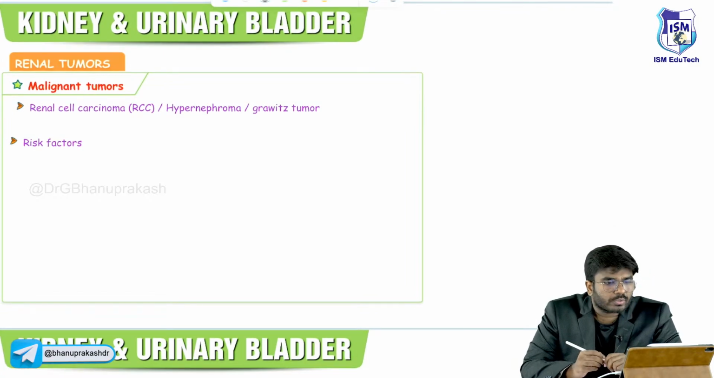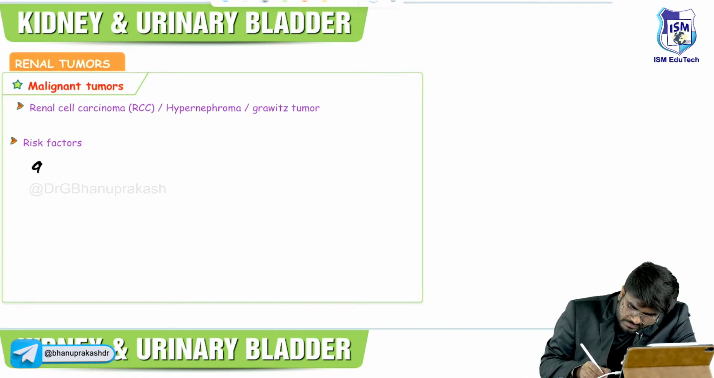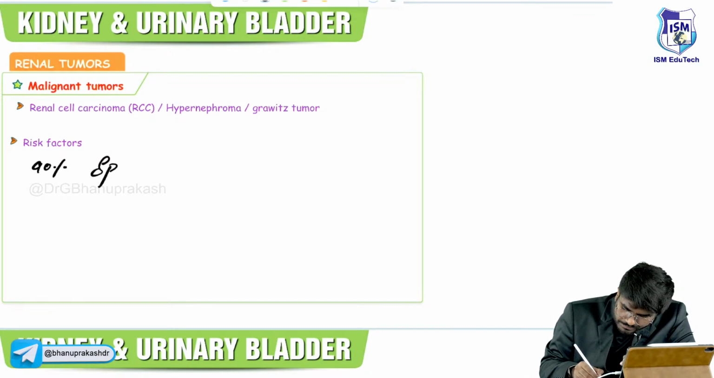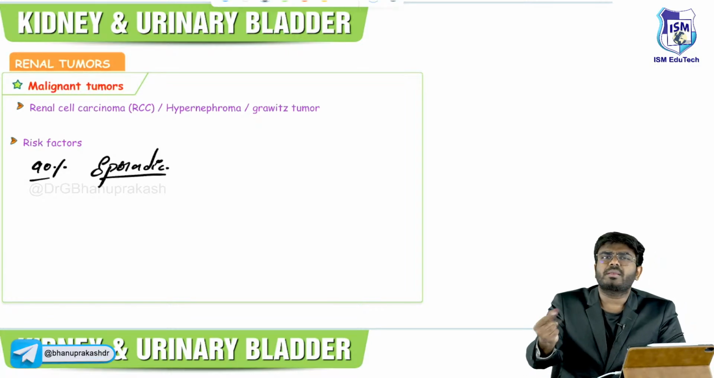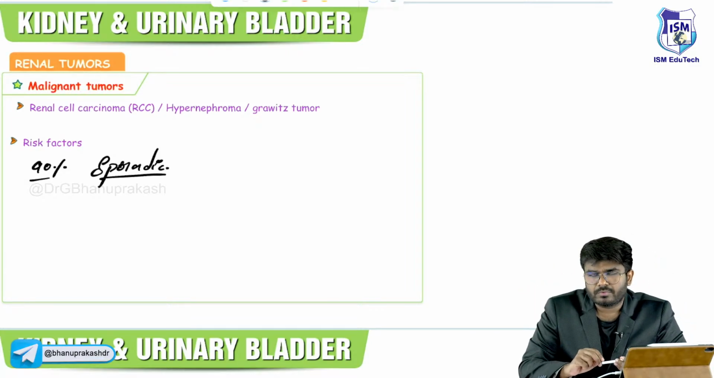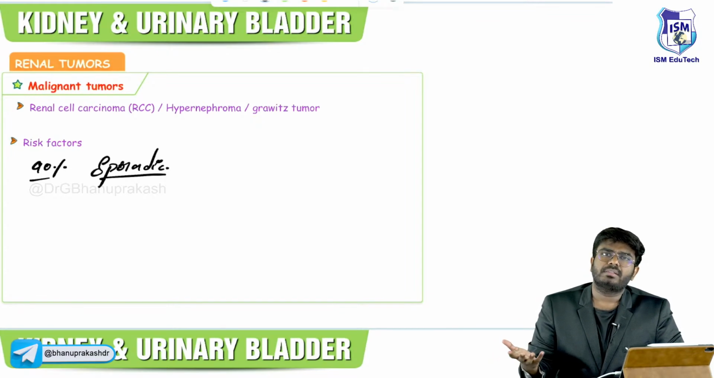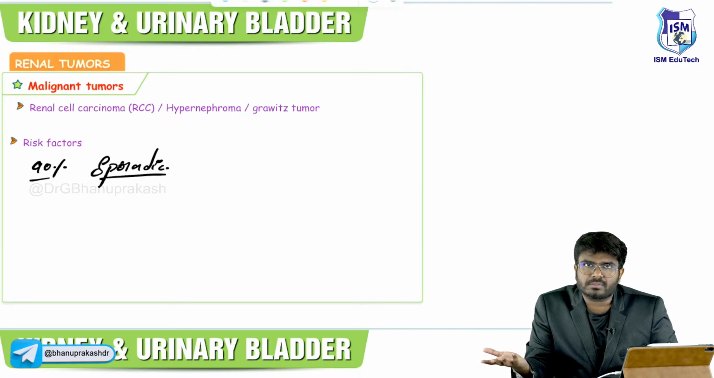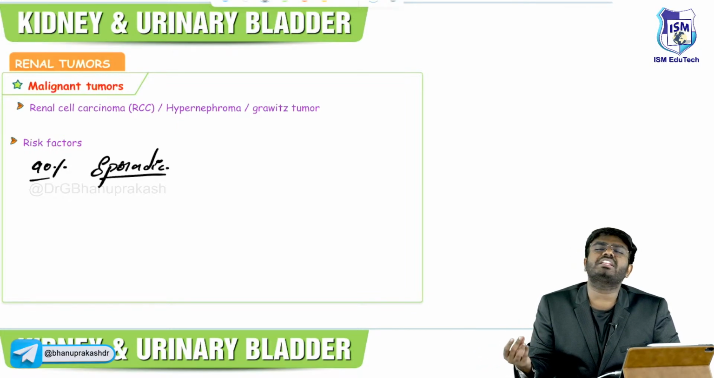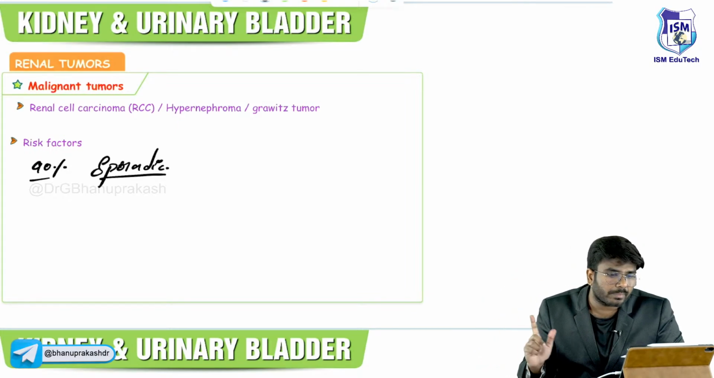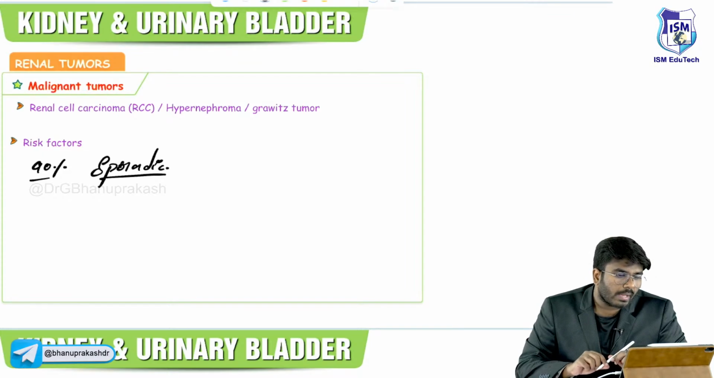What are the risk factors to get renal cell carcinoma? Sporadic, 90% of the cases. Sporadic means it can happen in anyone in the population. 90% of the cases do not have any risk factors. They simply come and they are having renal cell carcinoma.